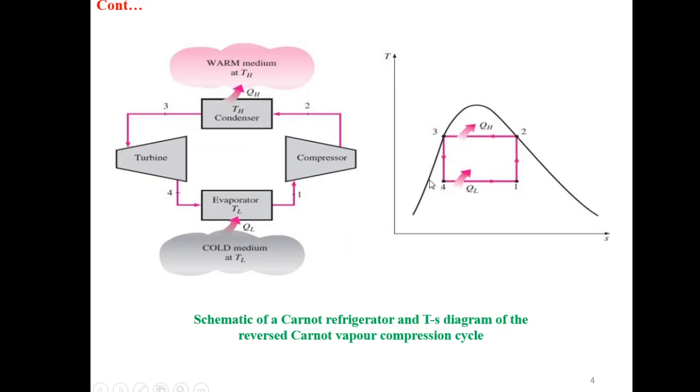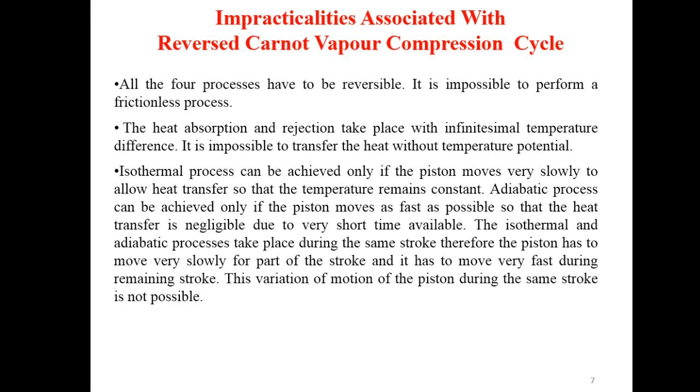So the processes 1-2 and 3-4 must be very fast to achieve the isentropic process. The isothermal and adiabatic processes take place during the same stroke. Therefore, the piston has to move very slowly for part of the stroke and it has to be moved very fast during the remaining stroke. This variation of motion of the piston during the same stroke is not possible.